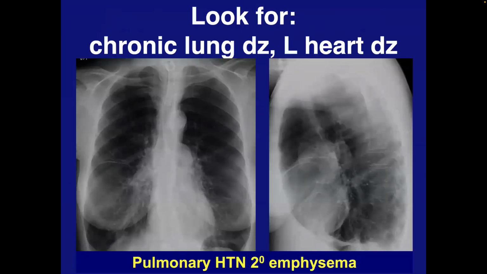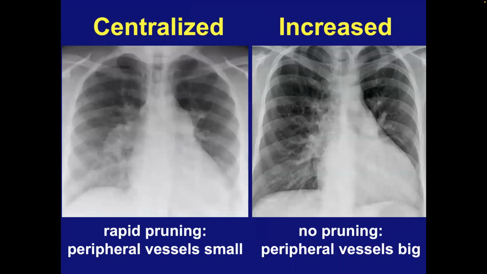So when I see a centralized pulmonary blood flow pattern, big main PA, big hila, with lungs that look normal or relatively oligemic, I look for clues as to what the cause is. Do I see a big left heart or evidence of prior CABG to suggest that there may be left heart disease? Or do I see evidence of chronic lung disease, such as in this patient with emphysema?